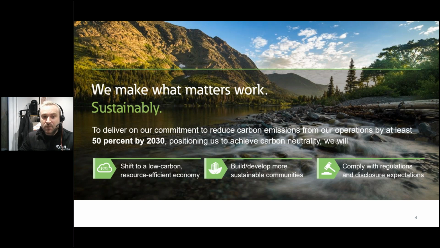Our roadmap to achieve carbon neutrality by 2030 includes shifting to a low carbon, resource efficient economy, and that's through supporting the energy mix, through energy storage, vehicle electrification and greenhouse gas reduction. Also through building and developing more sustainable communities, through more resilient infrastructure, emissions reductions, water and waste treatment, and sustainable transport. And to comply with all the regulations, disclosures and expectations around that, and to innovate to align with the regulations required and limit our use of hazardous materials.